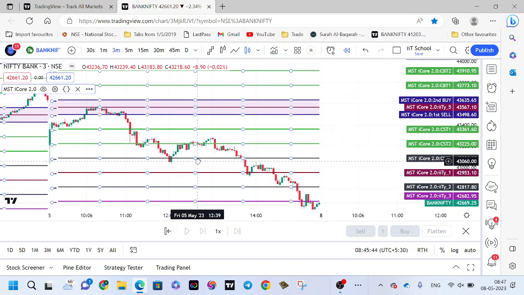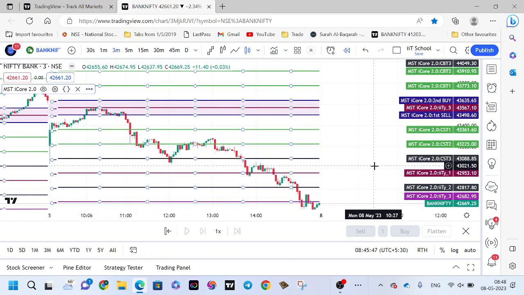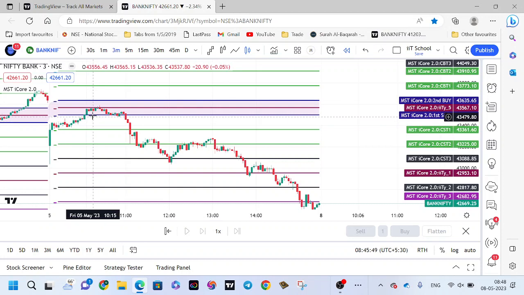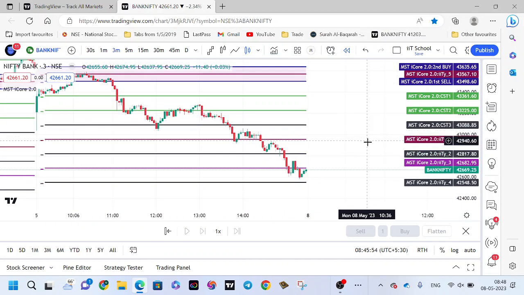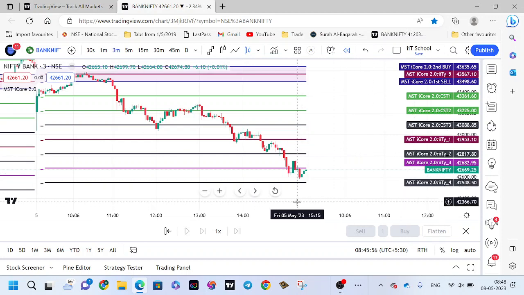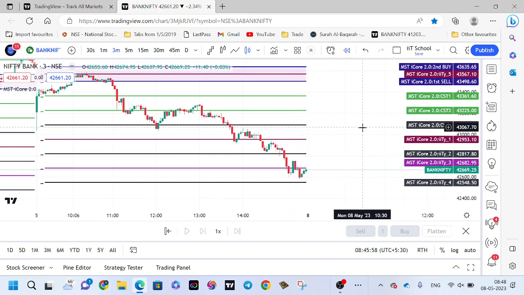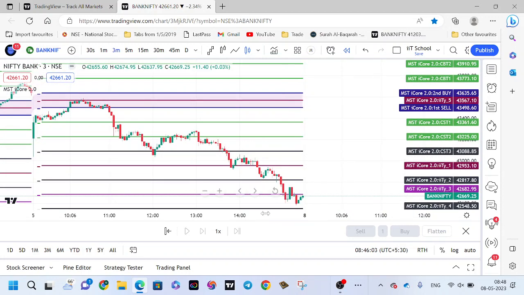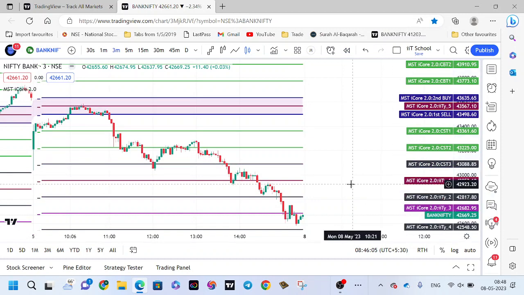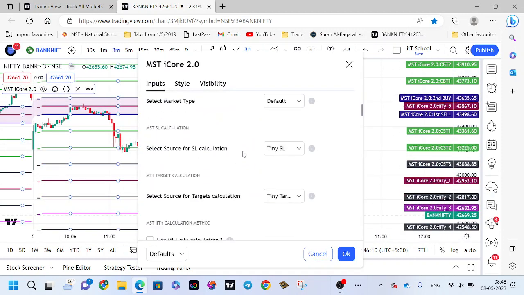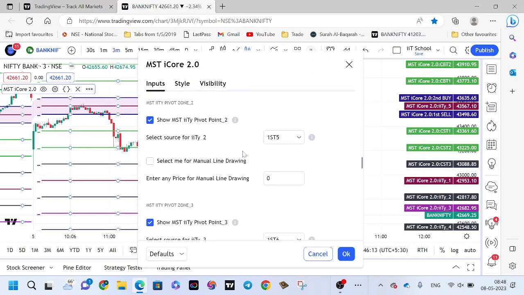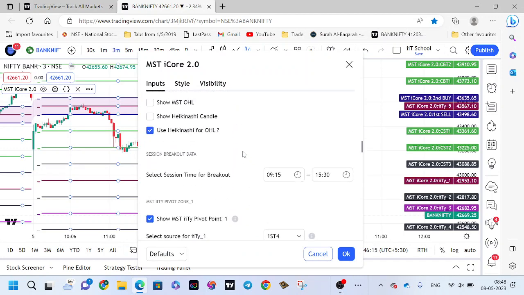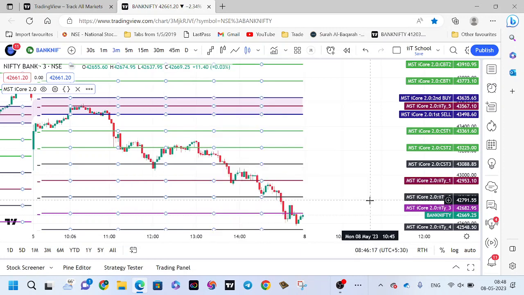See here, exactly it has reversed from our top zone, that is our sell zone. From 43,567 to 42,545, almost 1000 points you have got in our Bank Nifty trade using our indicator. 1000 points. It is not a small target. It is a very big target because of the movement we had in our market. Hope this is clear.